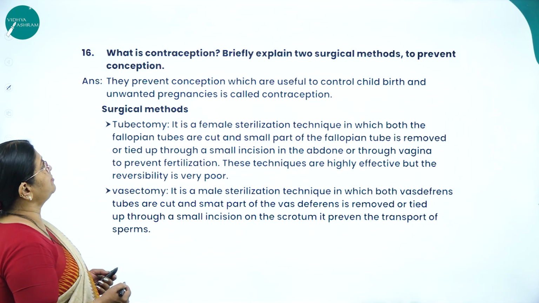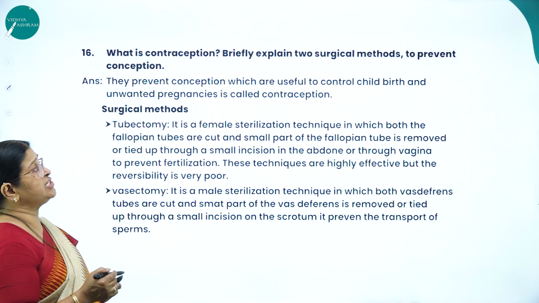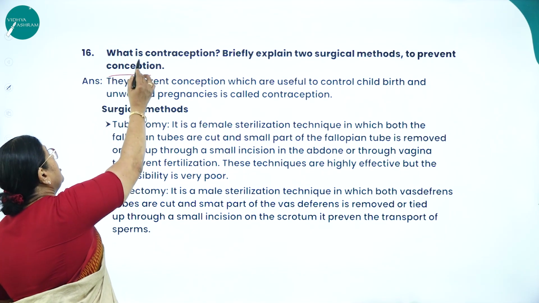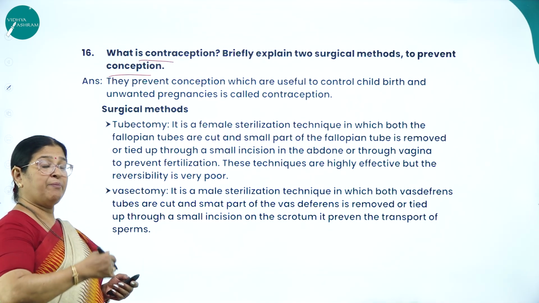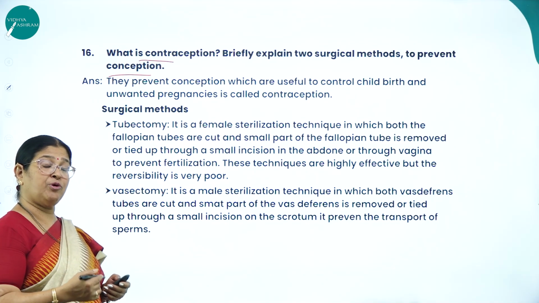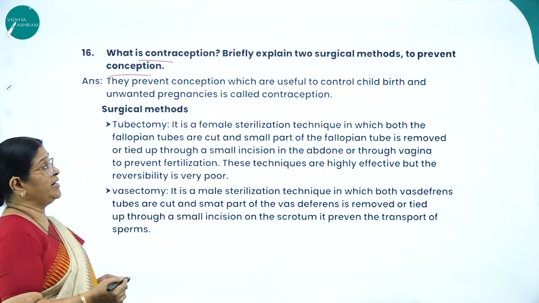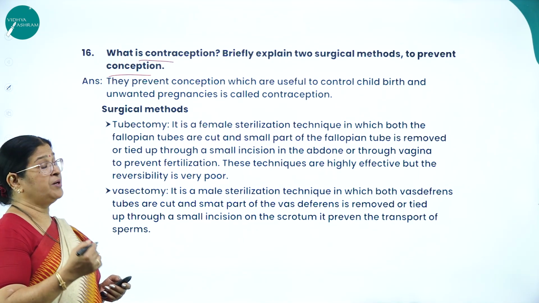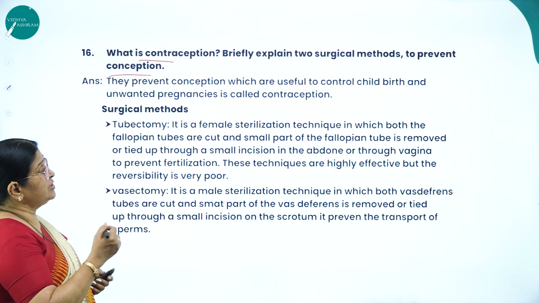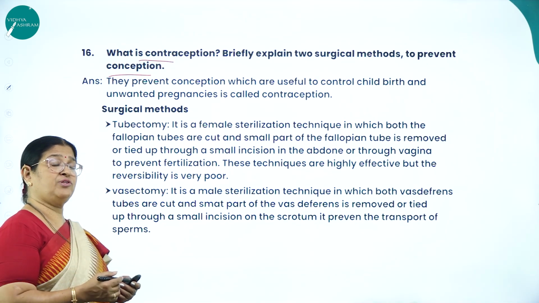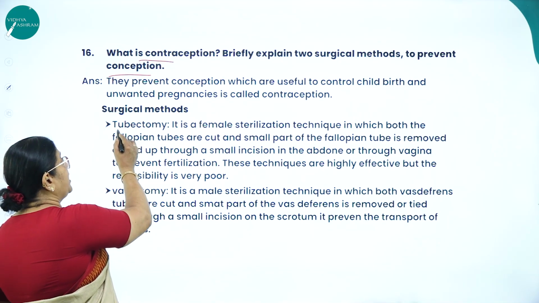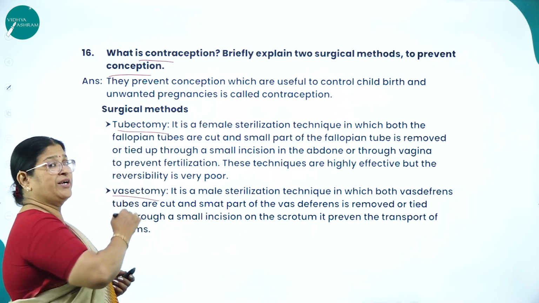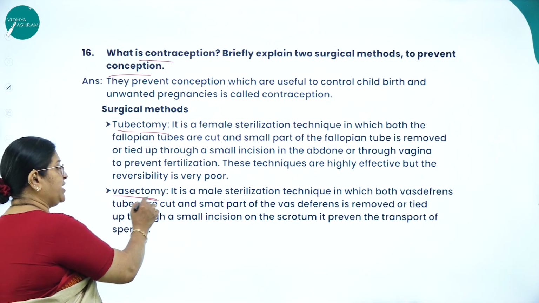Next, what is contraception? Briefly explain two surgical methods to prevent conception. Already I told, we discussed about the natural methods, the barrier method, the IUDs, about the oral pills, etc. But we had not discussed about the permanent or the surgical methods. So that also we already discussed in the flow chart. The surgical methods include what? Vasectomy and tubectomy. Tubectomy in case of females and vasectomy in case of males.